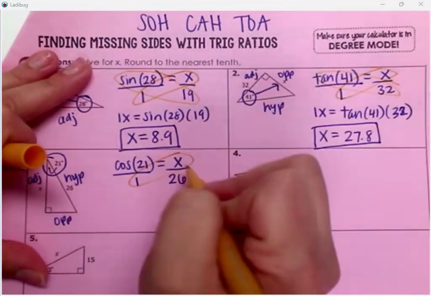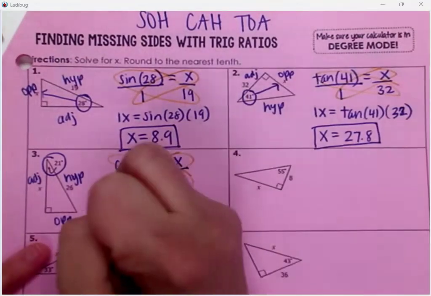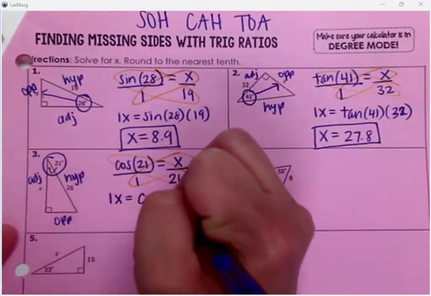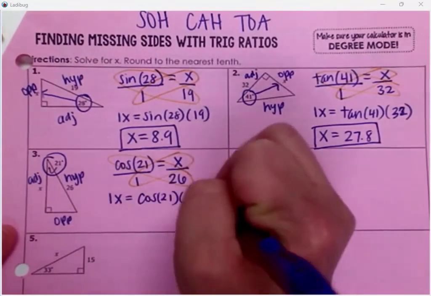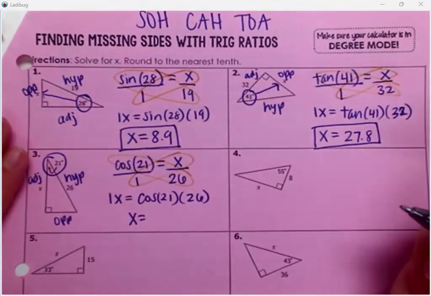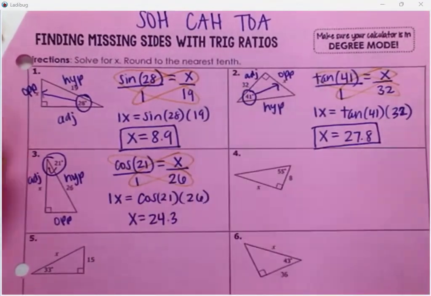So I'm going to do 1 times x and cosine of 21 times 26. So that will give me 1x equals cosine of 21 times 26. And x equals 24.3.